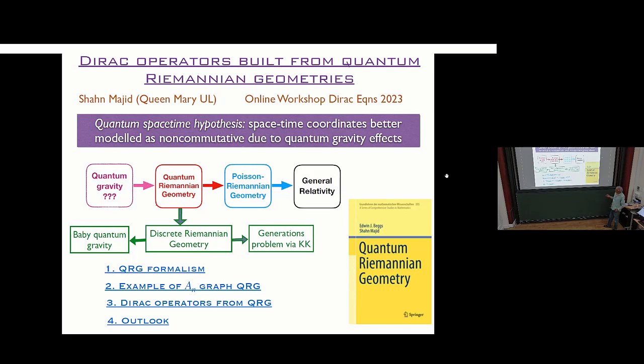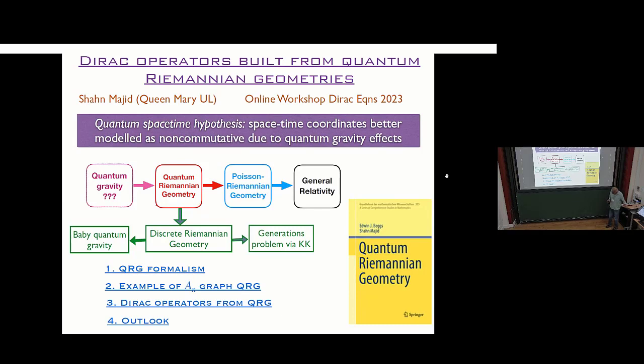Because I will show you that not every spectral triple is obtained geometrically from a spin connection and a Clifford algebra. So that's what we call the geometric realization, and that's what I want to show you today. So I'll first explain the QRG formalism. I'll show you the example of the Dynkin graph for A_n, that's just a line, a finite interval chain. And then I'll show you a general construction which constructs Dirac operators, spectral triples, from QRGs.